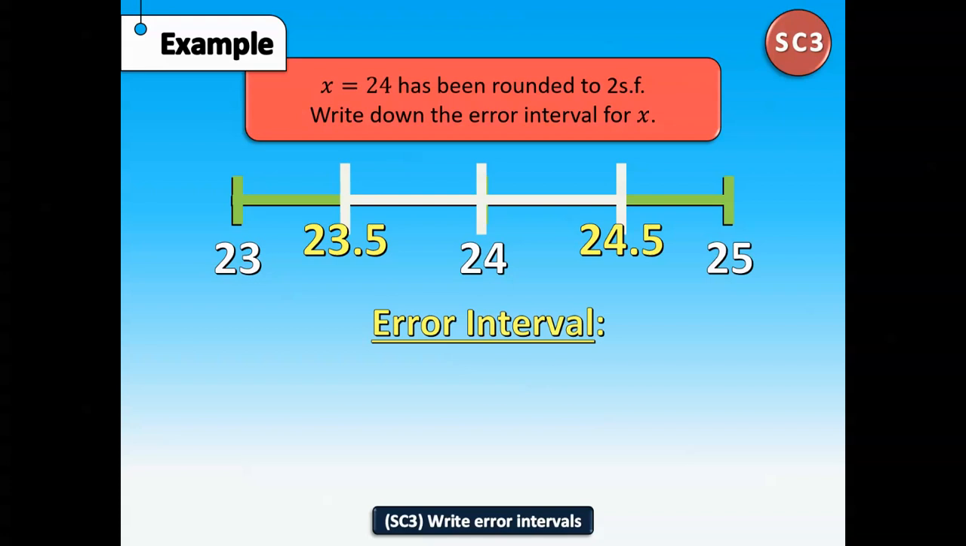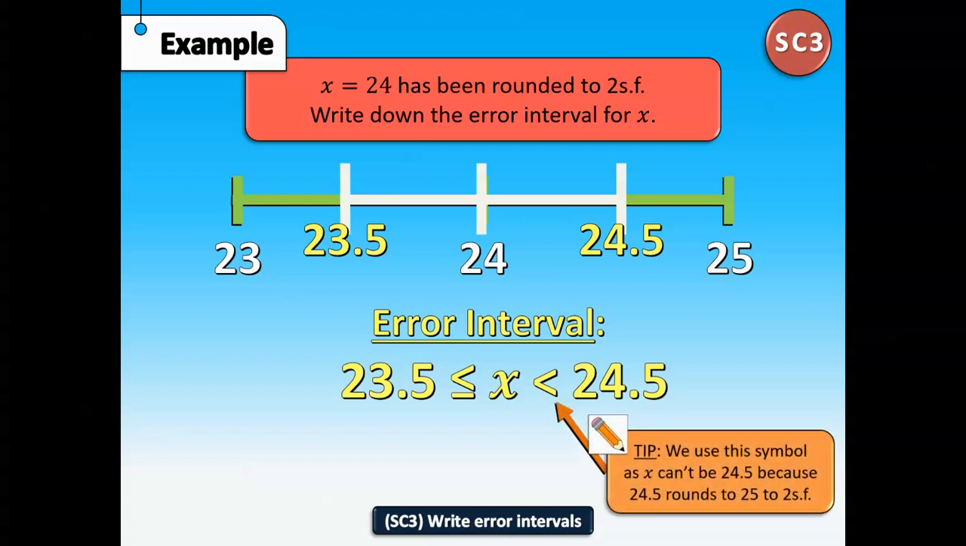So we write this in an error interval, like so. So x needs to be greater than or equal to 23.5, or less than but not equal to 24.5. So we write the error interval like this. So we use this symbol as, remember, x couldn't have been 24.5, but it could have been any number less than 24.5.